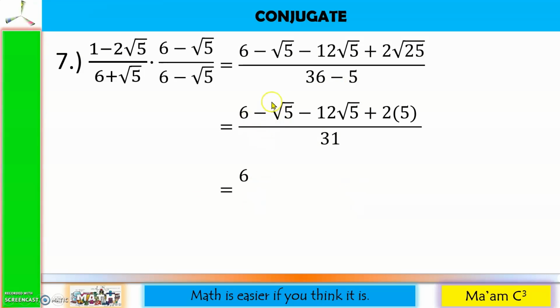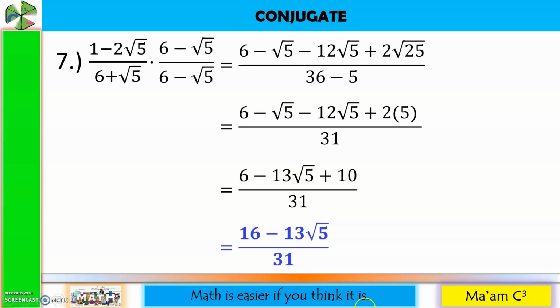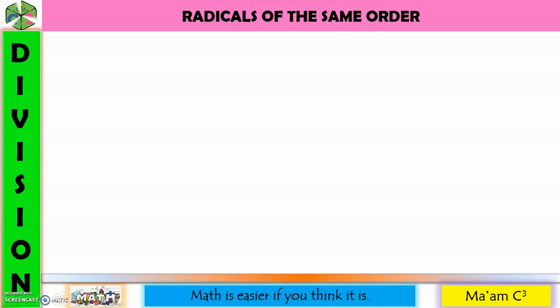Since we have an invisible 1 here, negative 1 square root of 5 minus 12 square root of 5 is negative 13 square root of 5. 2 times 5 is 10. Copy all over 31. 6 plus 10 is 16, so we have 16 minus 13 square root of 5 over 31.